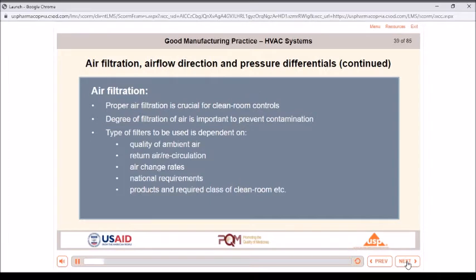Air filtration, airflow direction, and pressure differentials continued. Air filtration. Proper air filtration is crucial for clean room controls. Degree of filtration of air is important to prevent contamination. Type of filters to be used is dependent on quality of ambient air, return air recirculation, air change rates, national requirements, products and required class of cleanroom, etc.